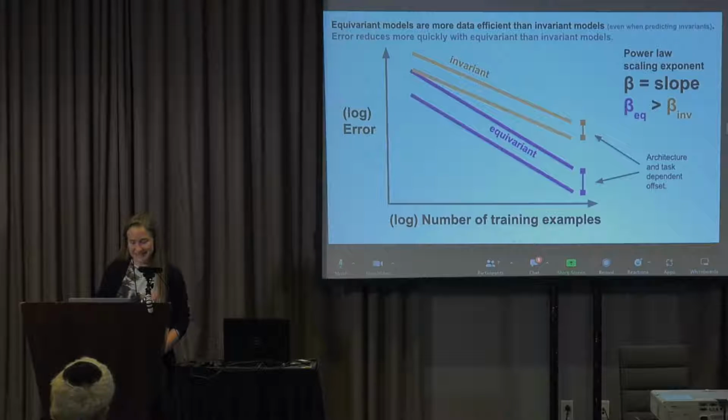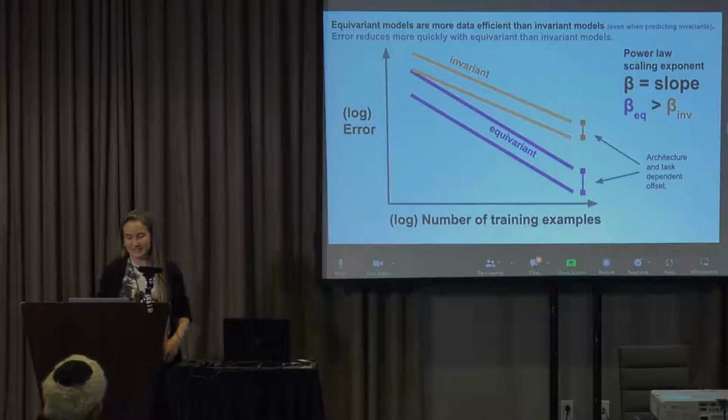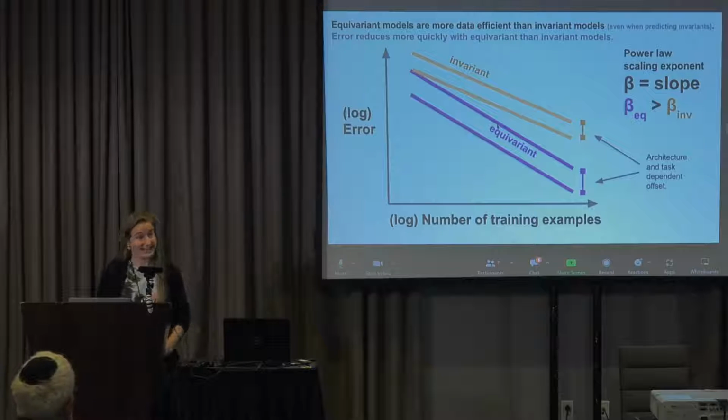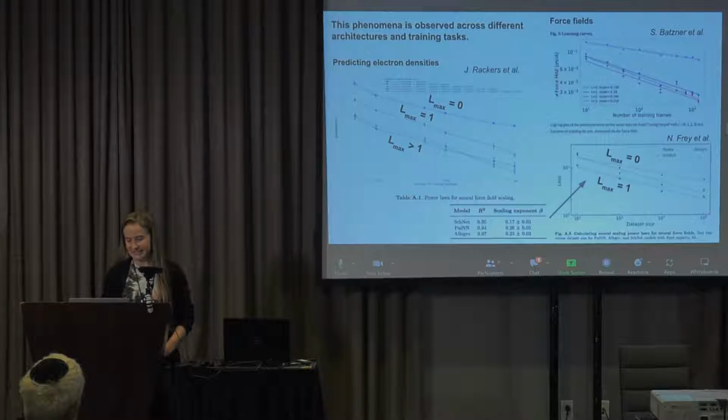I wanted to make a quick slide about something that was mentioned yesterday about the power law slope of invariant models, so no coordinate system, versus equivariant models, keeping the coordinate system. Effectively, the offset will depend on your architecture, but whether you've turned on vector quantities tends to make the slope change drastically. And this is not necessarily task dependent. Here's a flash of some of the different papers coming out who have seen this. So other people are saying this too.